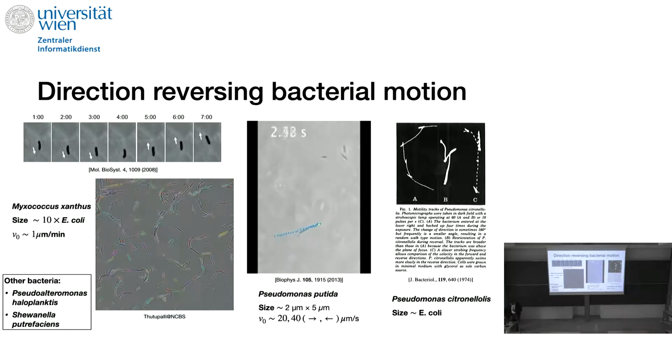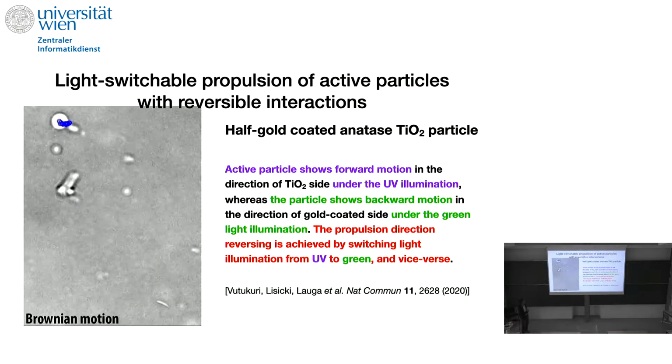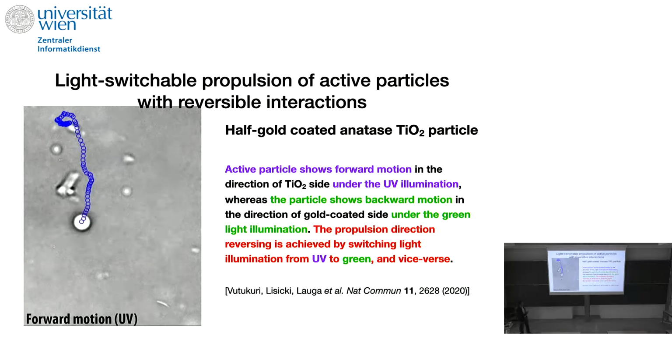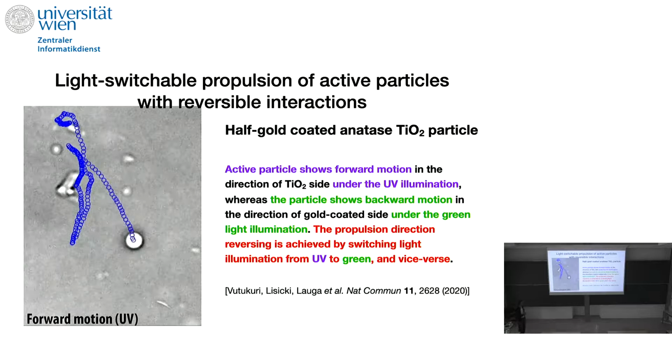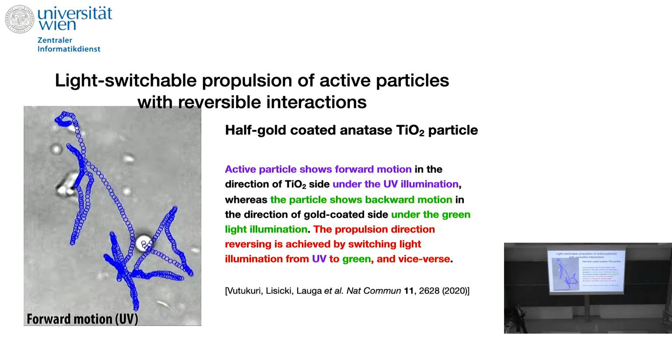There are also some artificial systems. If you look at this particle, it is a titanium dioxide particle, and half of it is coated with gold. If you shine one kind of light, it moves in one direction, and if you shine another light, I think this is UV light and green light, it moves in the other direction. And if you switch off both lights, it basically performs normal Brownian motion.